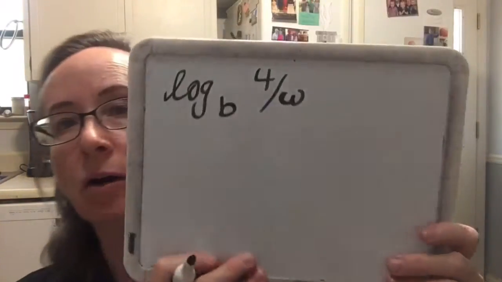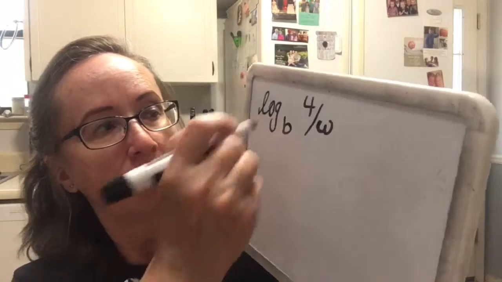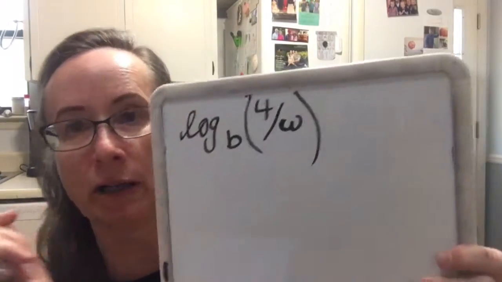Okay, so the next thing that we're doing is we're going to talk about the quotient rule. So we've got log base b of 4 over w. Right here, this is the argument of the log.